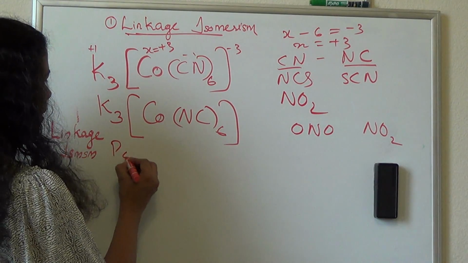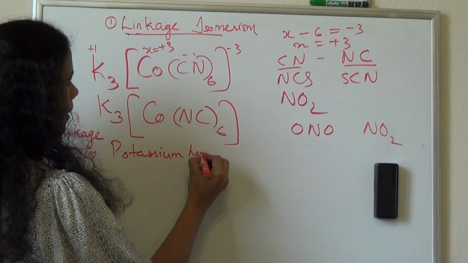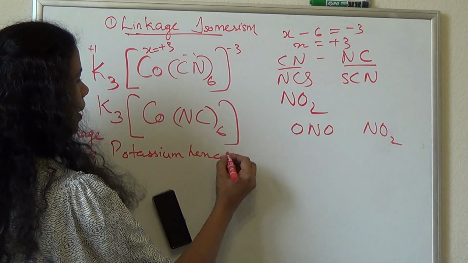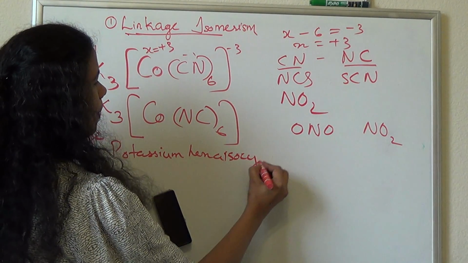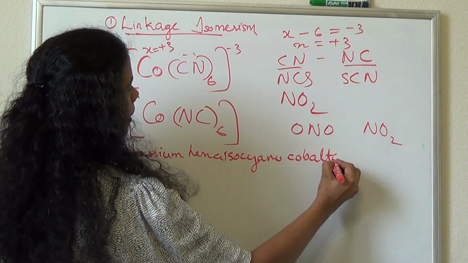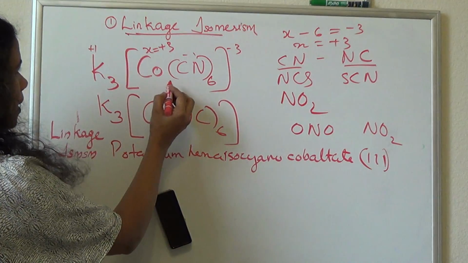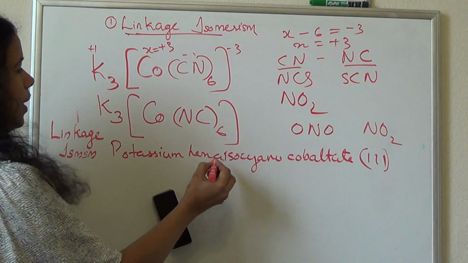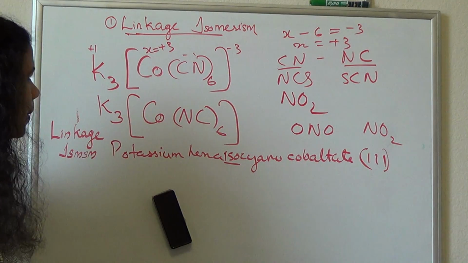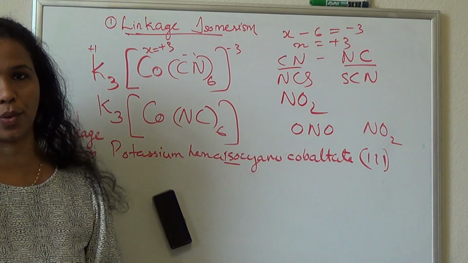I will write the name. Potassium hexaisocyanocobaltate(III). This is potassium hexacyanocobaltate(III), the only difference is this iso. So these are the examples of linkage isomerism.